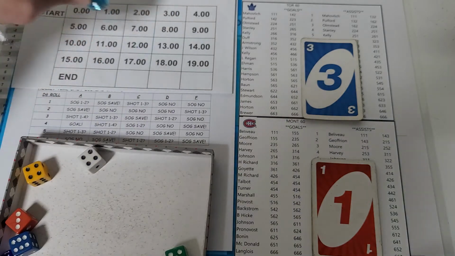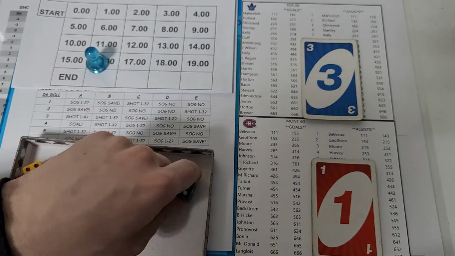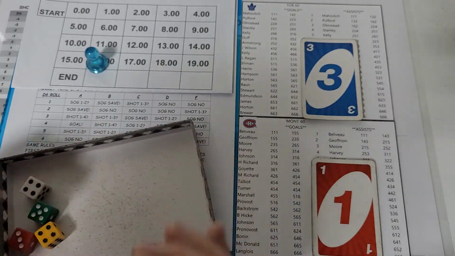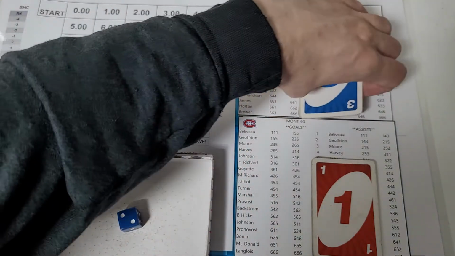So we roll forward here. 16 now, 4 to go. It's going to be Toronto with possession. And the 4, I'm looking at C4. Toronto can add to their lead. And they do. Toronto up 4-1 here.